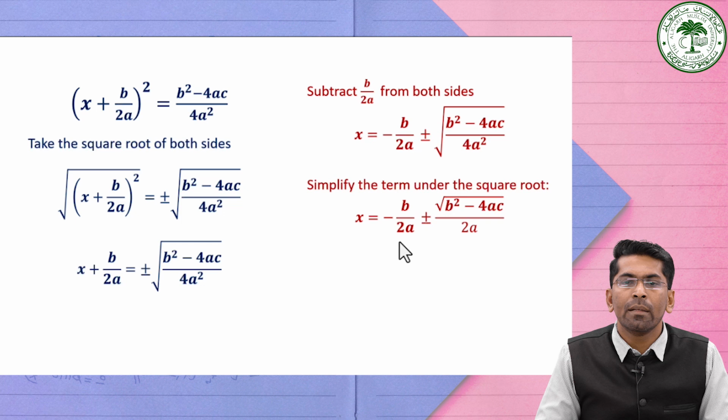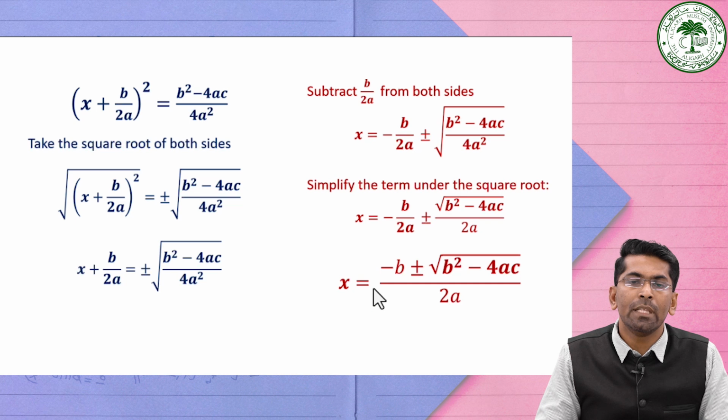Now let us see here, the denominator is common here. We are going to combine, or finally rewrite this in a more concise form as a quadratic formula, which is equal to minus b plus or minus under root b square minus 4ac divided by 2a. And this is considered as the quadratic formula.